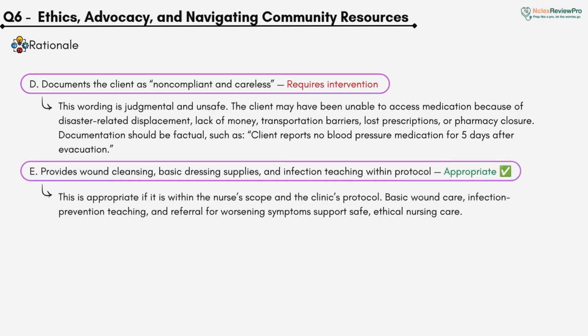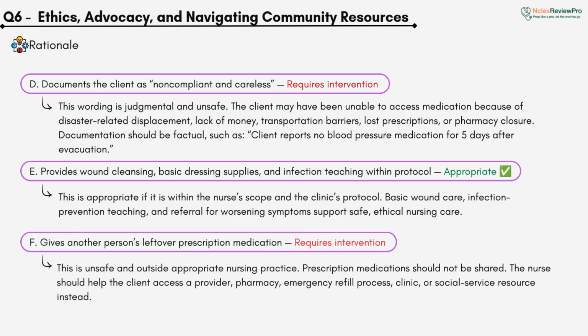Option E says the nurse provides wound cleansing, basic dressing supplies, and teaching about signs of infection within the volunteer clinic's protocol. This is appropriate. Basic wound care, infection prevention teaching, and referral for worsening symptoms are appropriate when they are within the nurse's scope and the clinic's protocol. The nurse is providing safe care while also staying within role expectations.